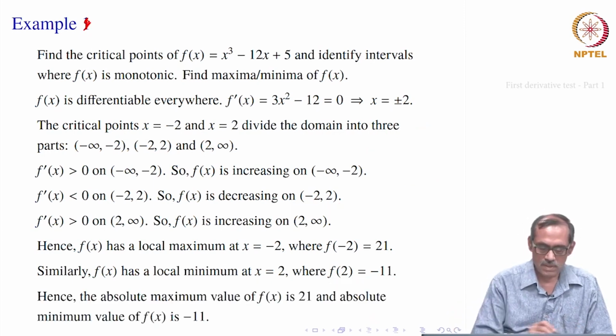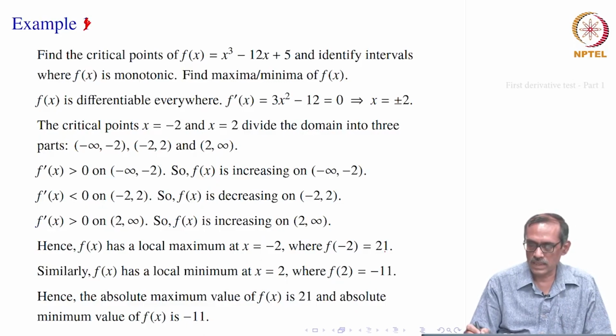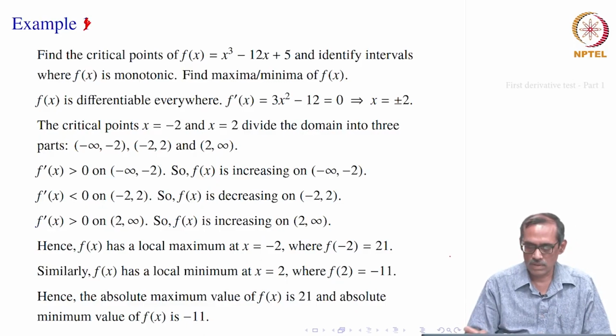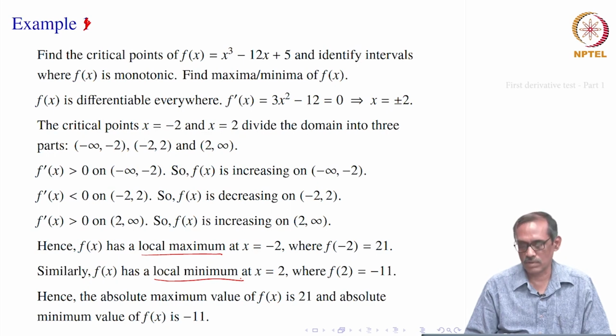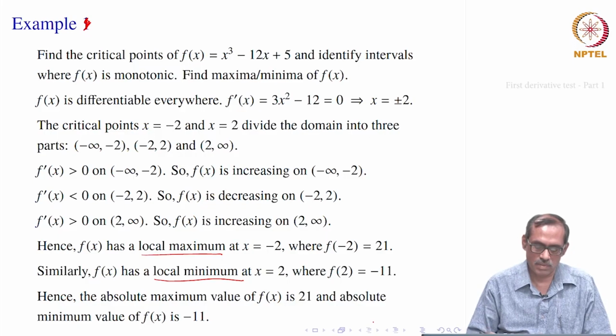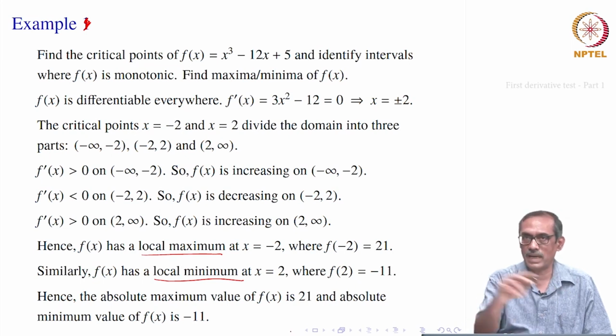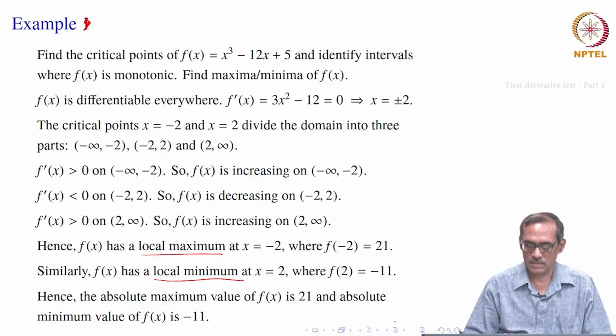Then what happens? These are the two critical values, minus 2 and 2. At one place it has a local maximum, which is at minus 2, and at another place it has a local minimum, which is x equal to 2. Now, if you compare the values, there is nothing to compare here, there is one maximum, one minimum, but these are local. So, one can be smaller, one can be bigger also. A local minimum can be bigger than the local maximum, because they are at different places.